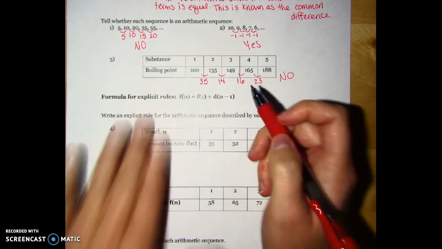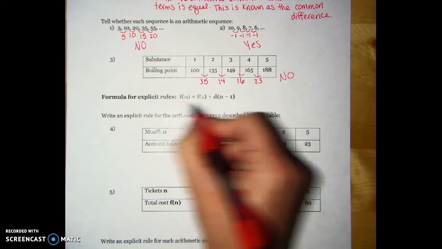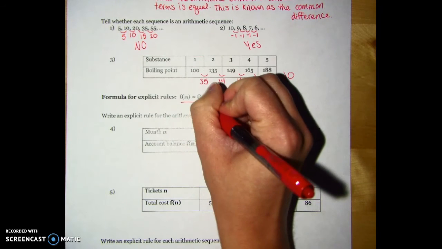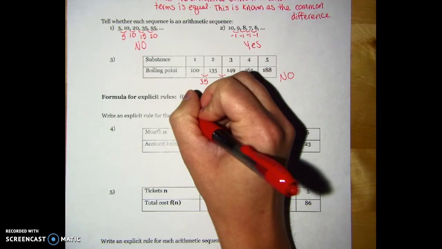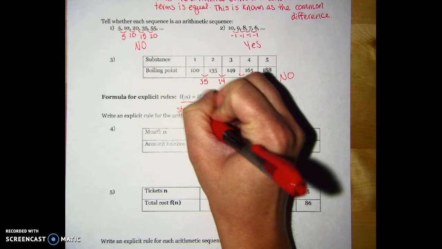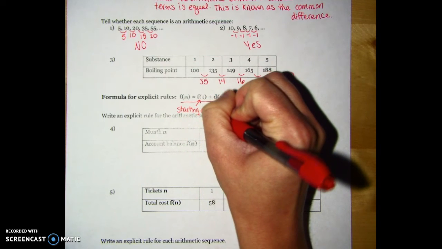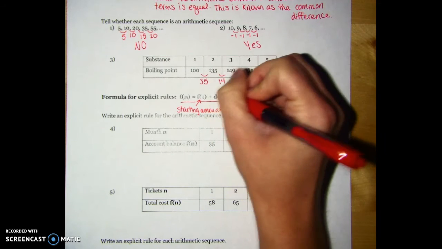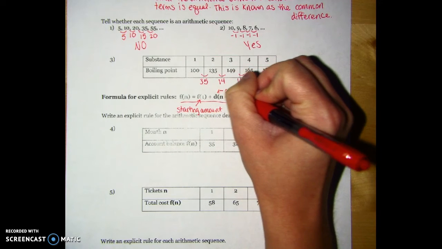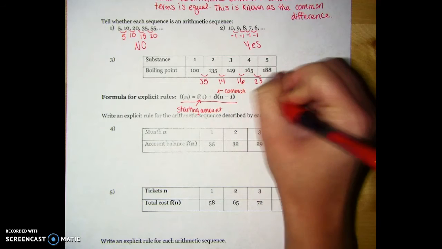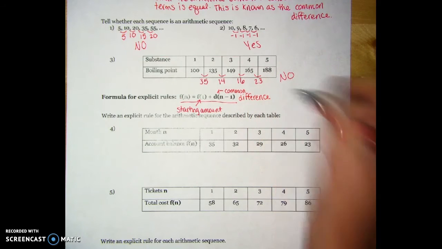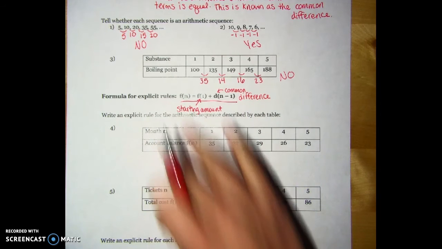Okay, and right here I gave you this formula, and I know it looks scary, but it's really not that bad. F1, or f of 1, this is the starting amount, or starting point. And the other letter that we care about here is D, and that is the common difference. And we're going to be using that formula in 4 through 7 here down below.